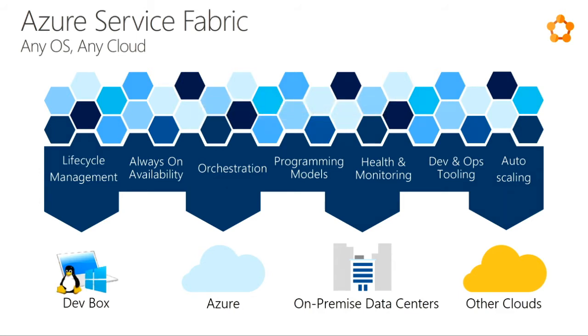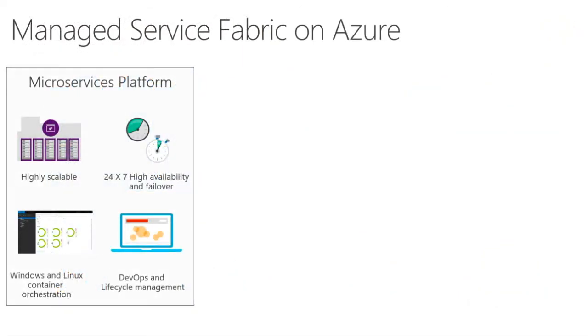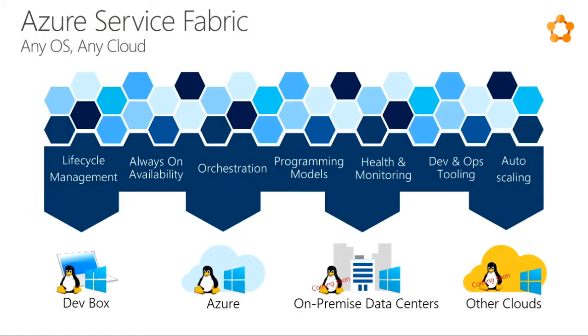And that platform is available now on your DevBox for Windows and Linux. We announced today that we have now Service Fabric running inside Azure for Linux and Windows. We have it on-premise with the Linux offering coming very soon. And of course, with that on-premise offering, you can also take that and run on other clouds. So it's a universal platform that's available with all sorts of different installation SKUs.